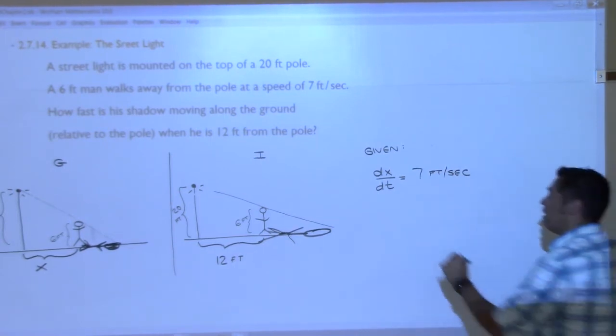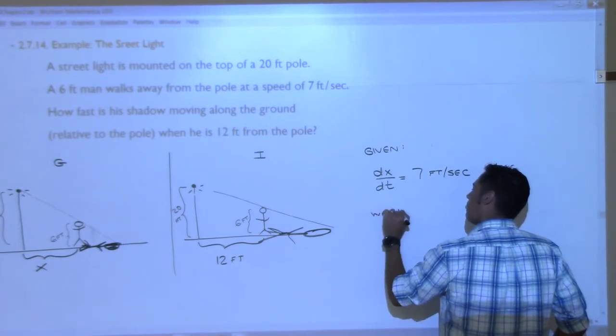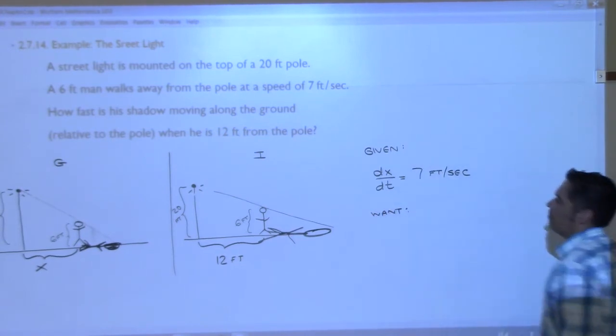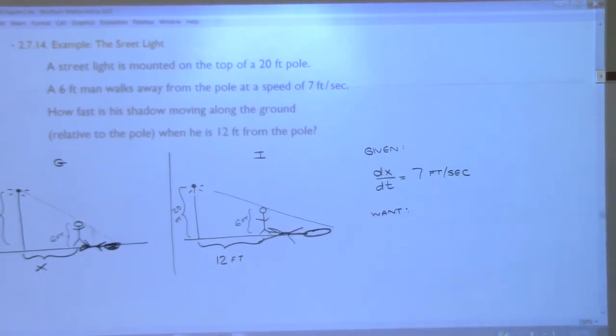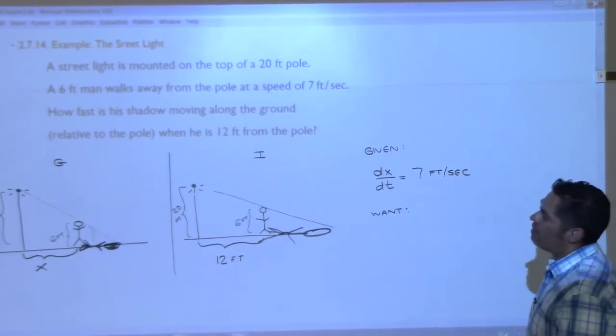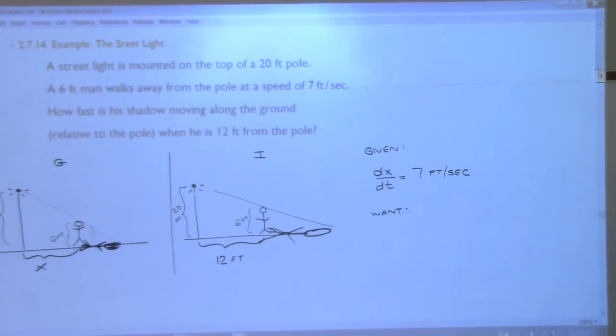All right, what do I want? So go to the question in the problem. How fast, right? So it wants a derivative. How fast is his shadow moving along the ground relative to the pole? Ds over dt equals. Ds, I'm just giving the variable. So S, you're going to use S for shadow?